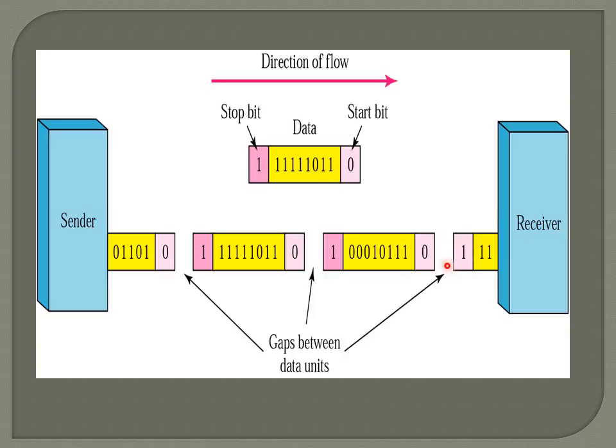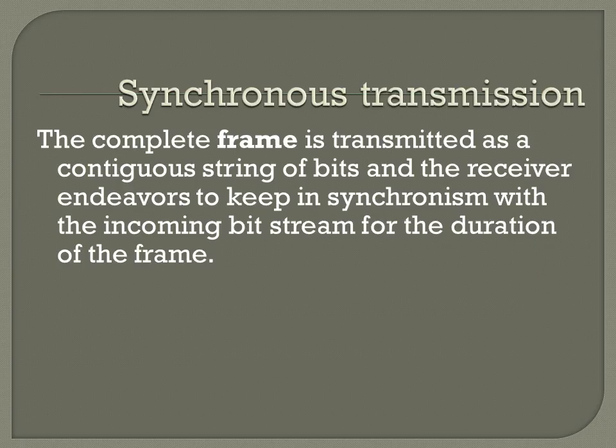Then we have a gap here. Then the next character begins. So you have a 0 here, data bits, then the stop bit, a gap, 0 which is the start bit of the next character, data bits, stop bit, then again a gap, and then 0 which is a start bit, and then the data bits. This will be followed by the stop bit. So this is basically how the data will be sent.